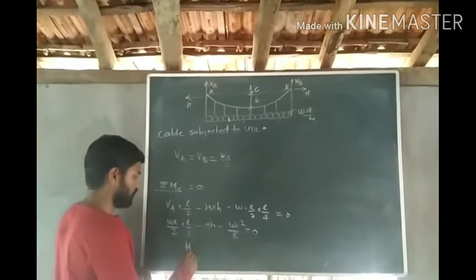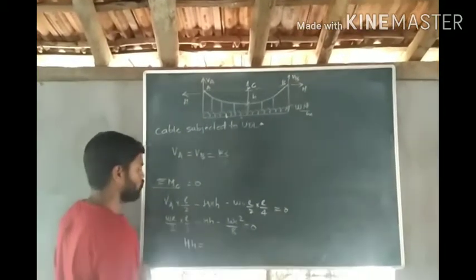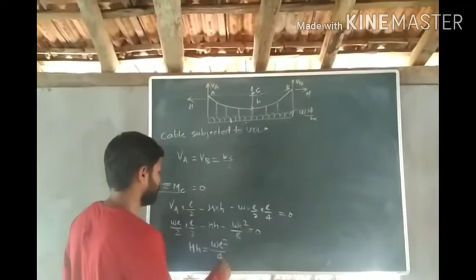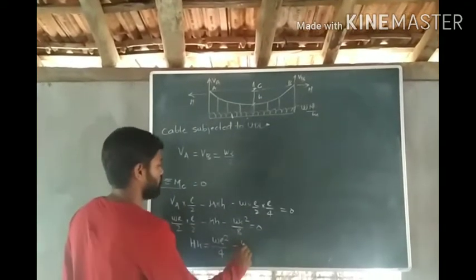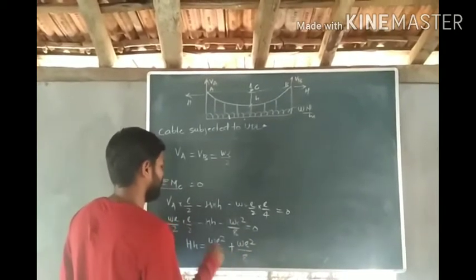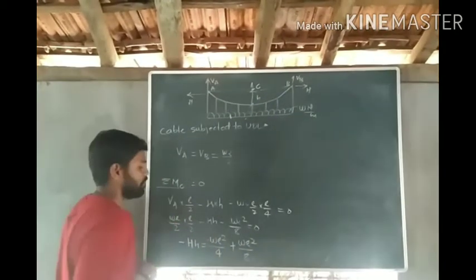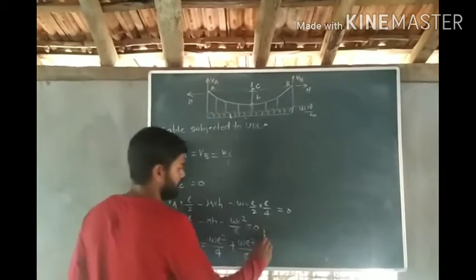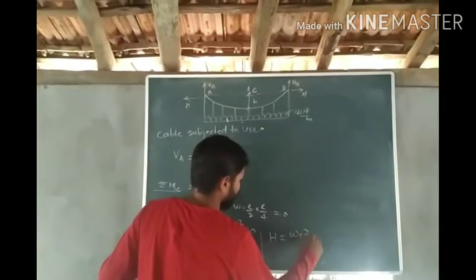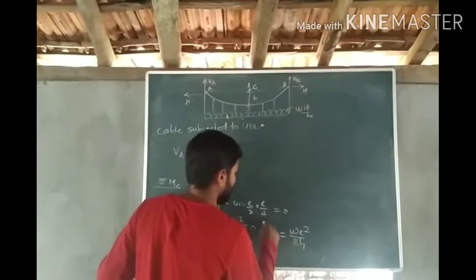So it gives H into h is equal to WL square by 4 minus WL square by 8. If you solve this, you will get H is equal to WL square divided by 8h.